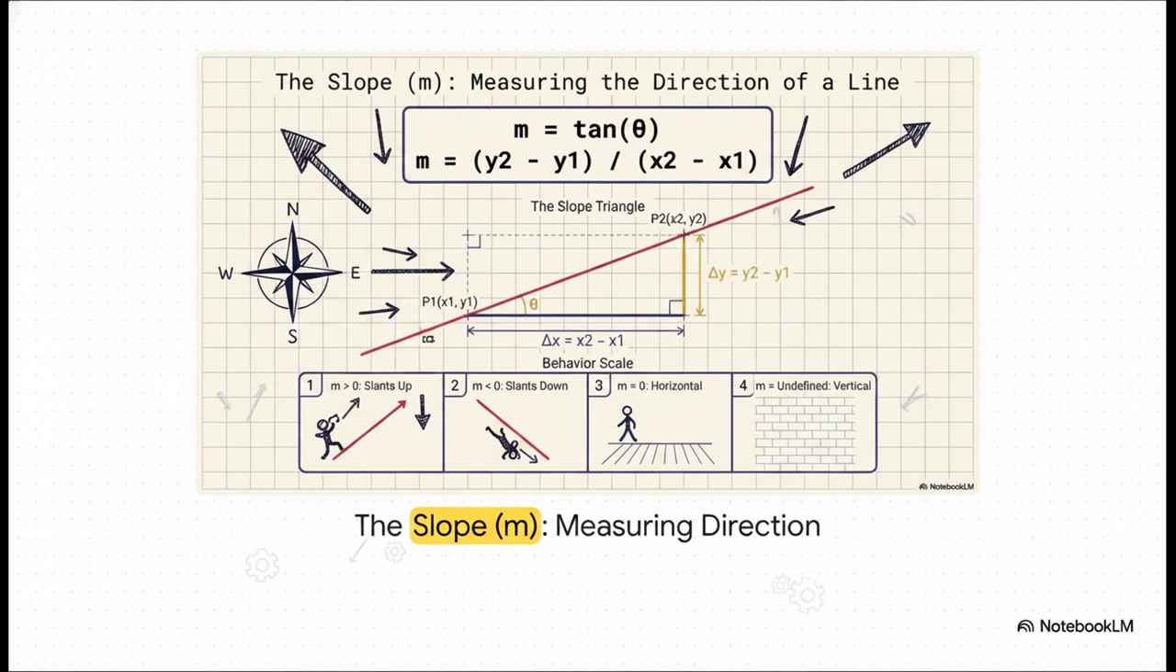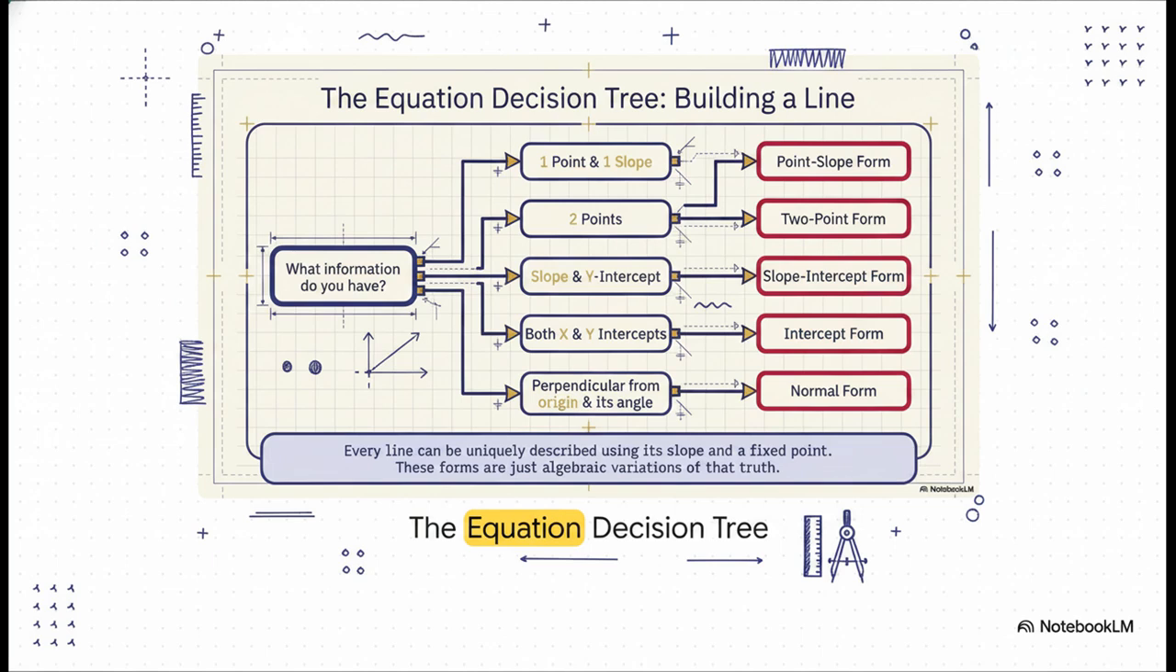But look at how elegantly this translates to instant visual understanding. By simply calculating m, you instantly know the line's behavior. If m is greater than 0, it slants up. Less than 0, it slants down. If it's exactly 0, you've got a perfectly flat horizontal floor. And if you try to divide by 0, well, the math breaks down because it's undefined, which gives you a sheer vertical wall.